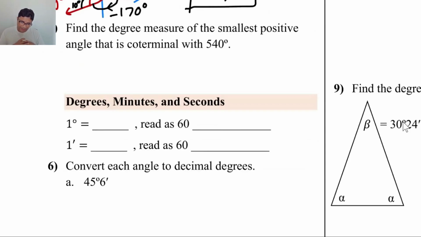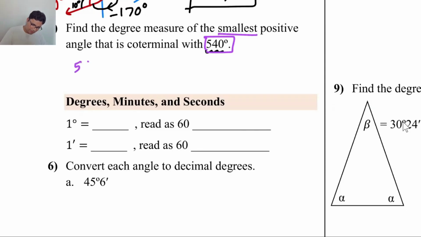Find the degree measure of the smallest positive angle that is coterminal with 540 degrees. This time, let us do it just analytically without a graph. This is a positive angle, but it's more than 360 degrees and it's a large angle. I want to get it down, so it becomes the smallest positive, but it's coterminal.